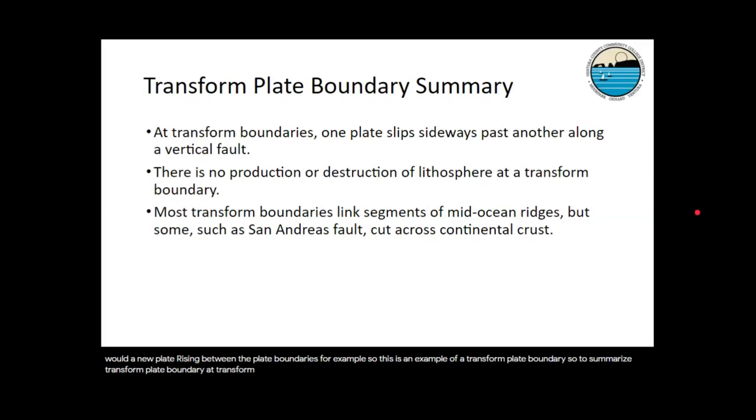At transform boundaries, one plate slips past the other along a vertical fault. There's no production or destruction of lithosphere at a transform boundary. Most transform boundaries link segments of mid-ocean ridges, but some, like the San Andreas fault, cut across the continental crust.